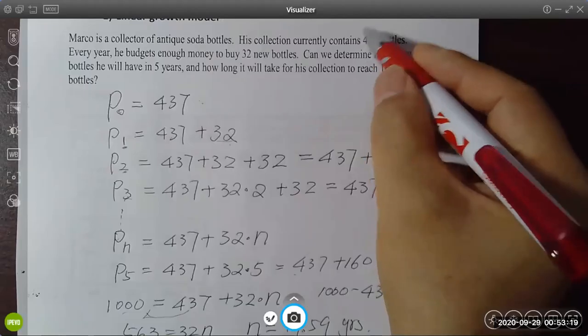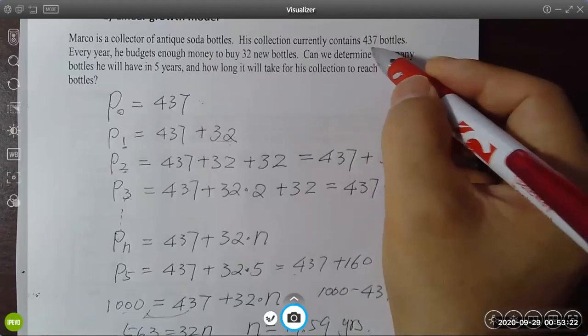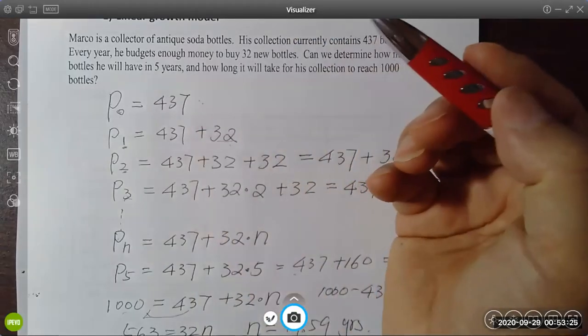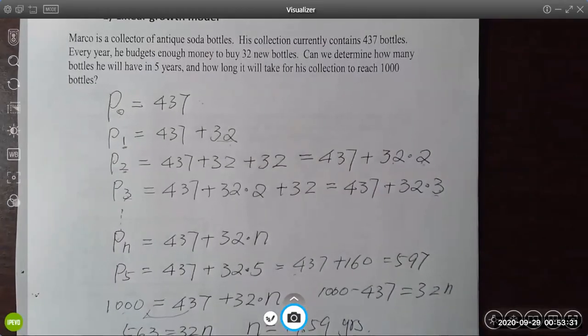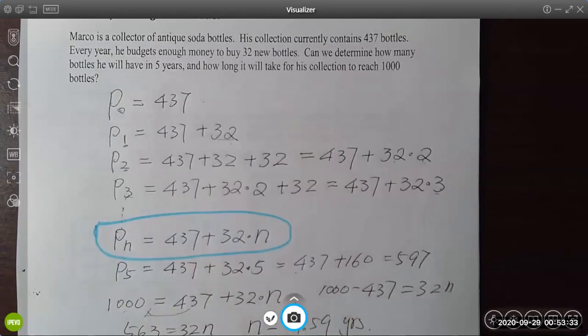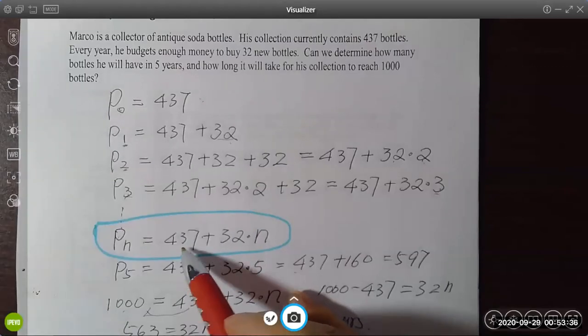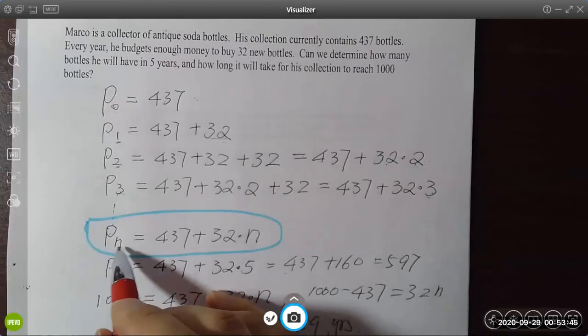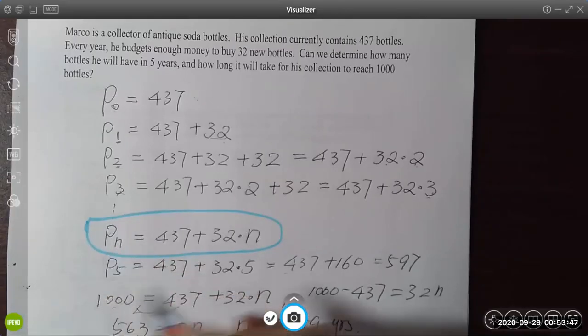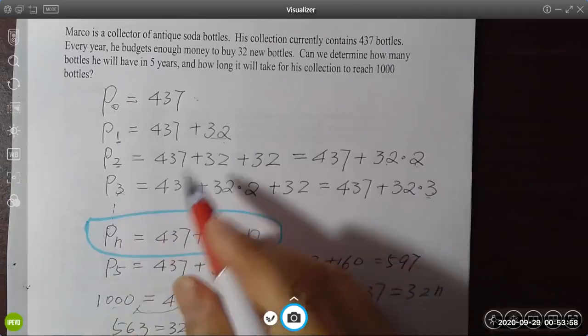So this is just the initial value. Usually we use P0 to represent the initial value. In other words, in the formula we derived for this particular problem, we can replace 437 with P0 so that we can generally represent the initial value. And this Pn stays as Pn because it's a future value after n years have passed. And what is 32? 32 is how many bottles he will buy each year. That means it's the increased amount each year. This is the fixed number for this particular problem.